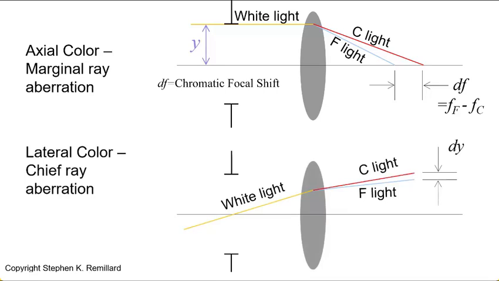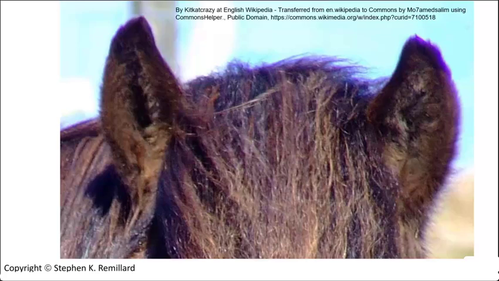When the chief ray strikes the lens, it too splits into its chromatic components. The difference between where C-light and F-light strike the image surface is the chromatic image shift. That will look like a rainbow blur on your image screen. Chromatic aberration can be seen in this photograph where the colors are smeared around the edges of this animal's ear.